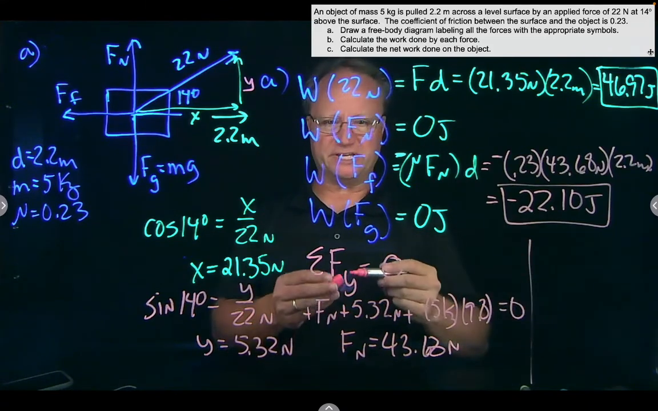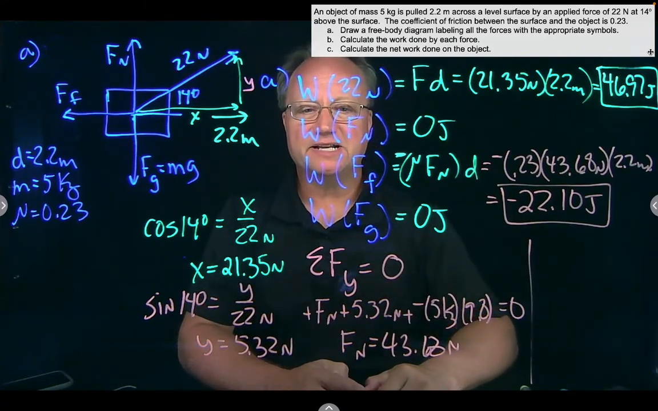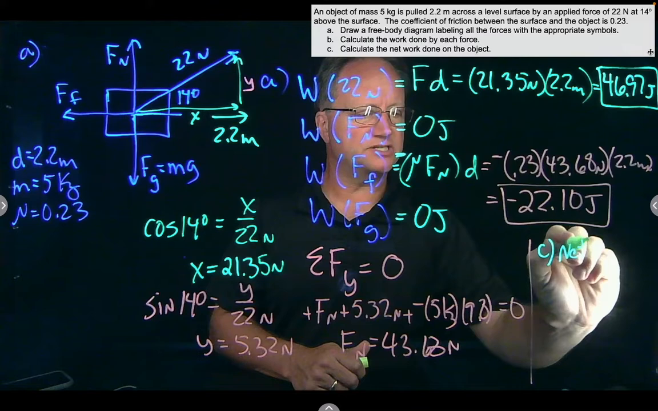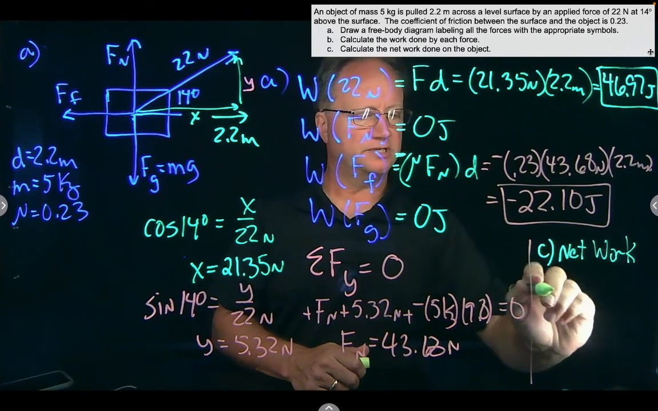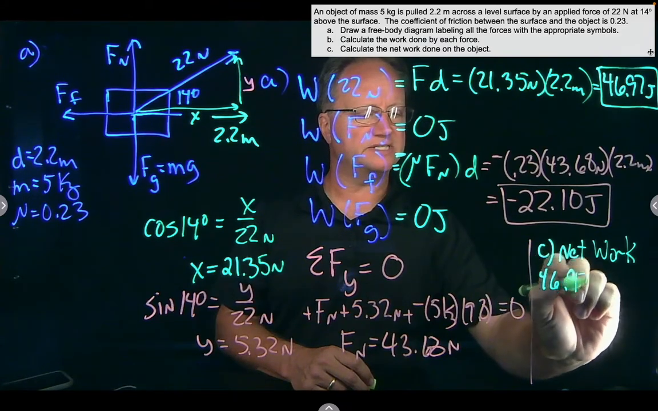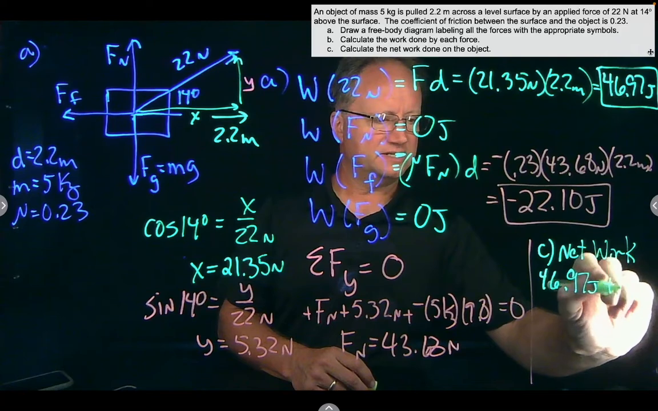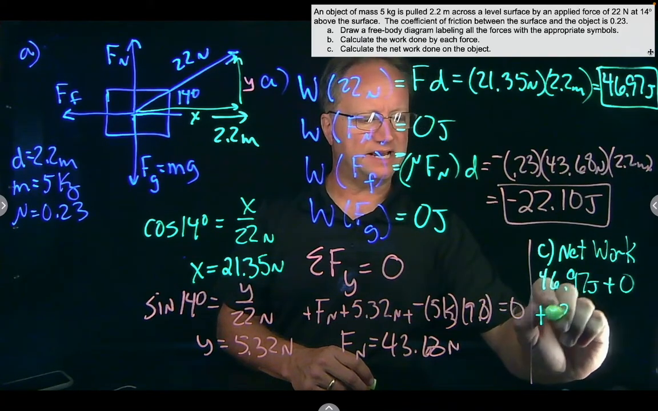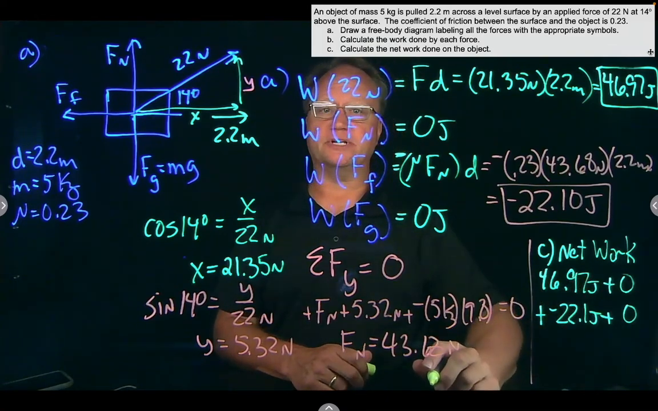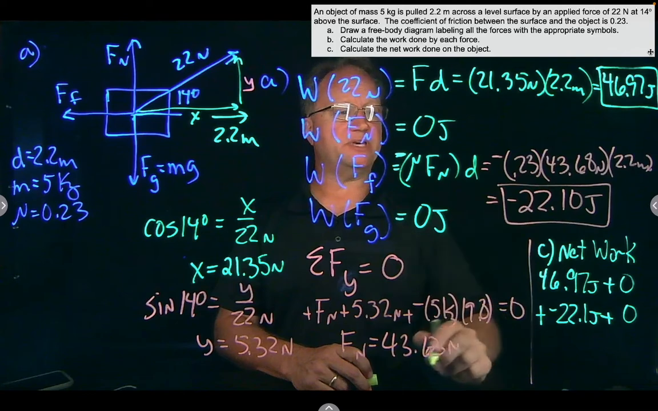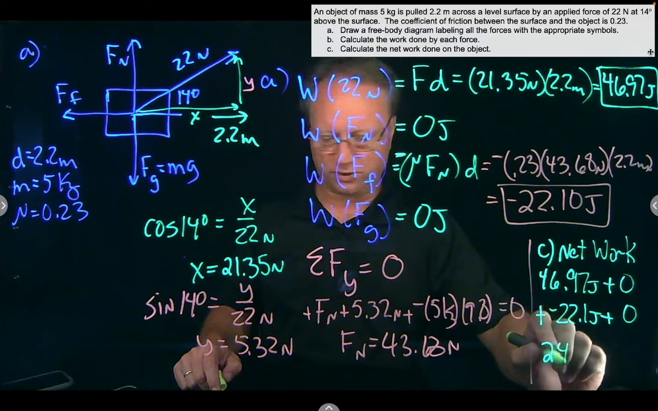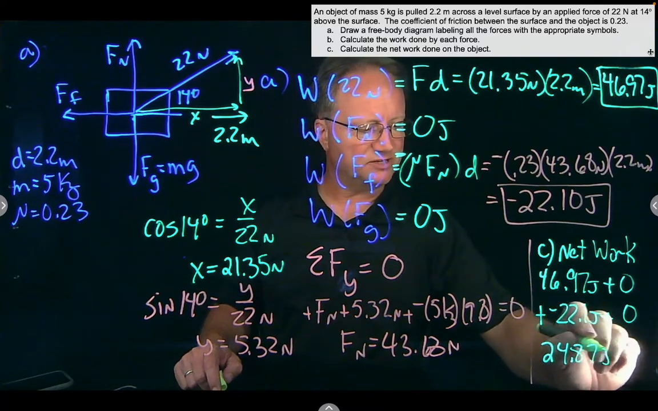Part C. Calculate the net amount of work done. Well, the net amount of work just translates to the total. Okay, so then we're going to combine 46.97 joules plus 0 plus negative 22.1 joules plus 0. We added up the work done by each and every force, keeping the signs. So then the net amount of work we get for a value, 24.87 joules.